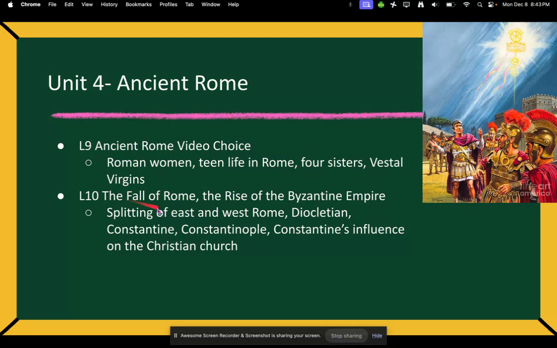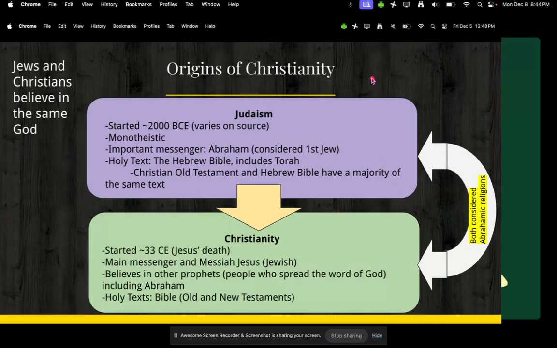In lesson 10, the fall of Rome and the rise of the Byzantine Empire. That was about splitting the east and west of the Roman Empire. Diocletian, who was the emperor who did that. Constantine, who's this dude right here. Constantinople, which is the new Roman capital that he made after himself. And Constantine's influence on the early Christian church. You probably remember this slide too about the origins of Christianity. So we talked about Judaism and how from Judaism sprang Christianity.